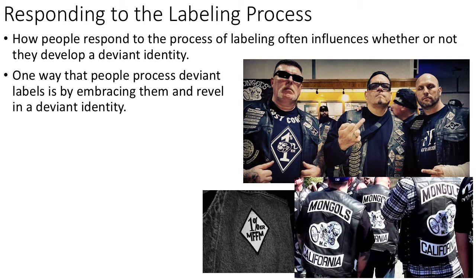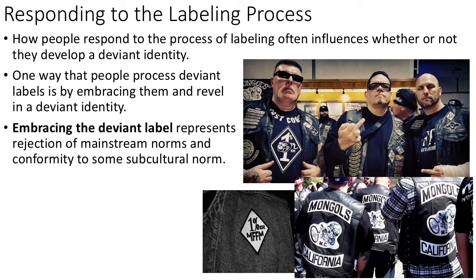They don't resist being labeled as criminals. In fact, they revel in it. It becomes a badge of honor for them. So embracing the deviant label represents this rejection of mainstream norms and conformity to some other subcultural norm. Rejection of the mainstream norm, conformity to the subcultural norm.